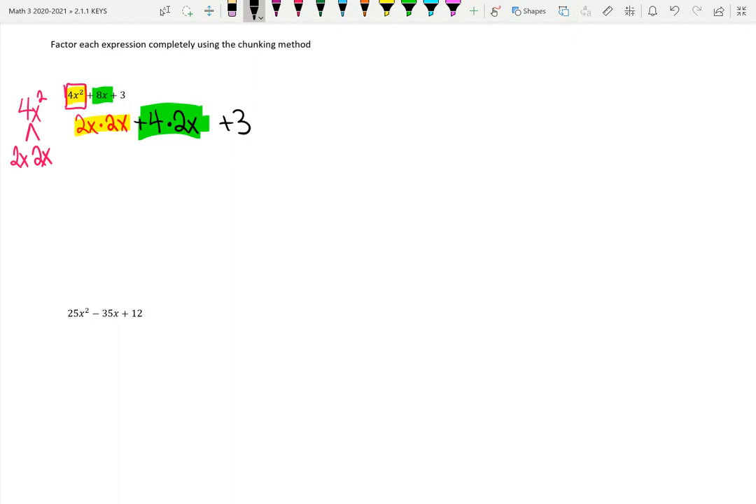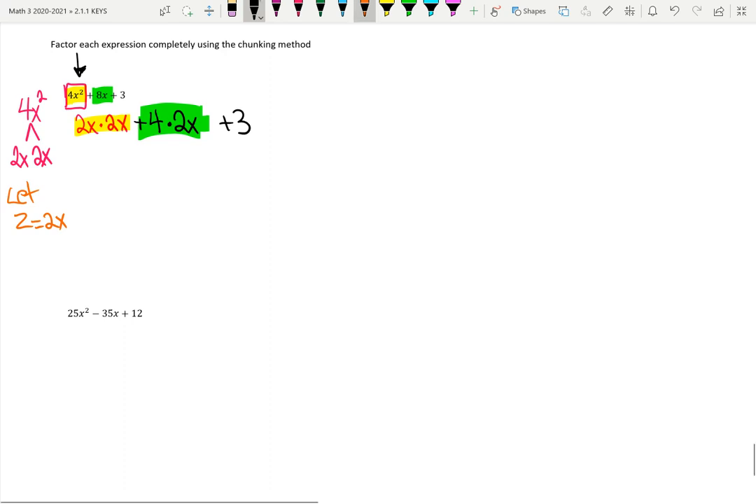Now, what we're going to do is let z equal 2x. I'm going to actually switch to color. So why am I going to throw in a new variable? Well, right now, in its initial form, if I try to factor this, it wouldn't go so well. But if I let this chunking method work, it's going to take this problem into something I can factor.